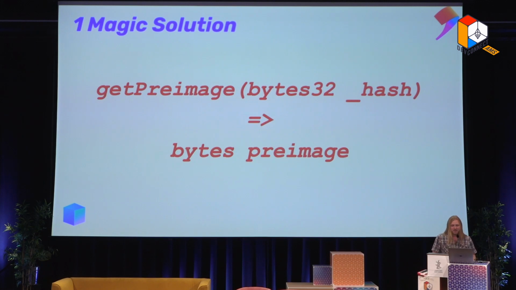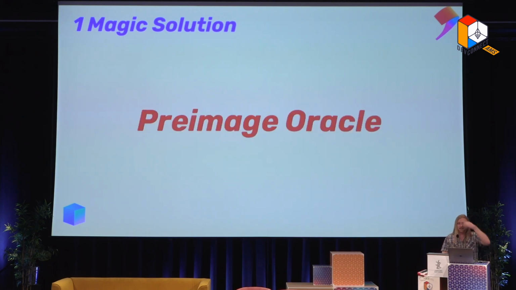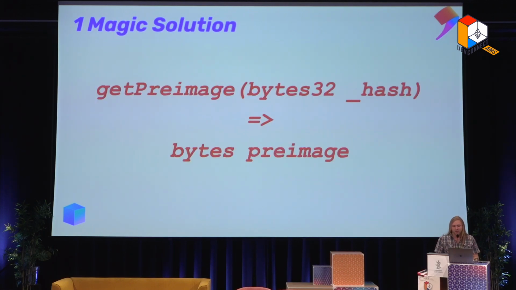Okay, so it's called the pre-image oracle, and it's basically a new singular addition that you make to this MIPS VM. And the function is actually incredibly, deceptively simple. The input to the function is a 32-byte hash, and the output of the function is the pre-image to that 32-byte hash, okay? So that sounds very simple, right?